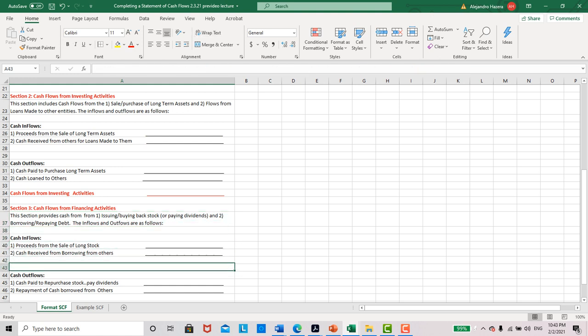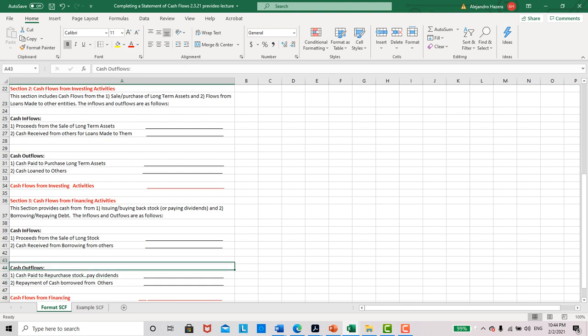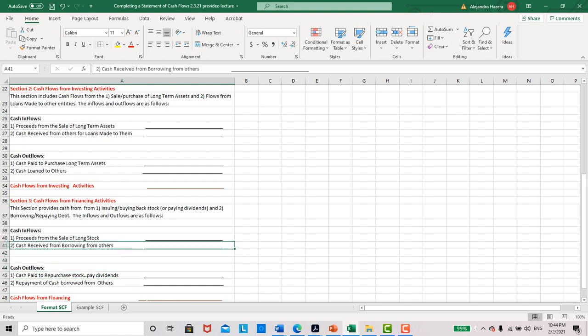Okay, the inflow for the first activity is you sell stock. The outflow is you buy back stock or pay dividends. For borrowing, the cash is received when you borrow from others, and when you pay back those borrowings, that's the cash outflow. Okay, so that's the basic format of the statement of cash flows.